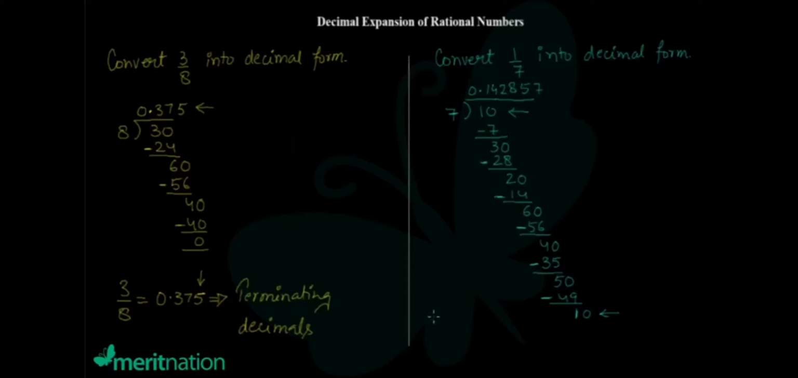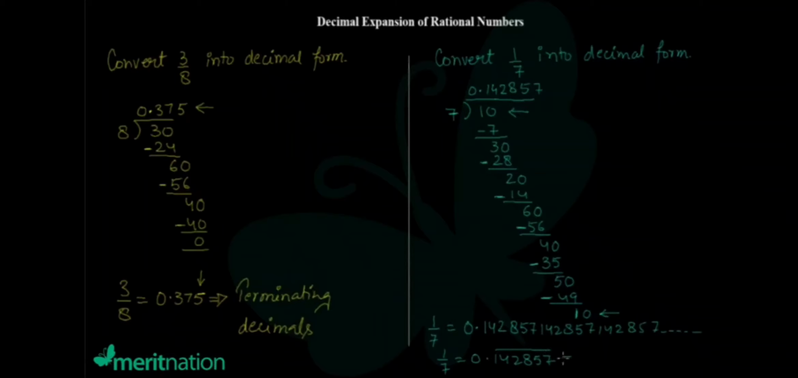What do I mean by that? It means 1 by 7 will be represented in the decimal format as 0.142857, 142857, 142857, and this will go on endlessly. We also represent such numbers as 0.142857 bar. So we call this a bar. We put a bar on all those digits which repeat. So we say this block of 6 digits will go on repeating, so we just put a bar above it.